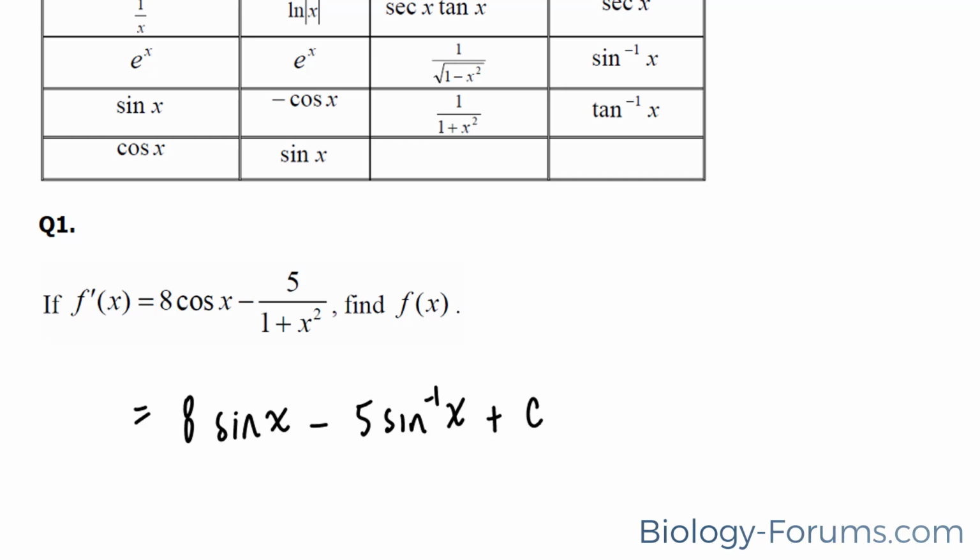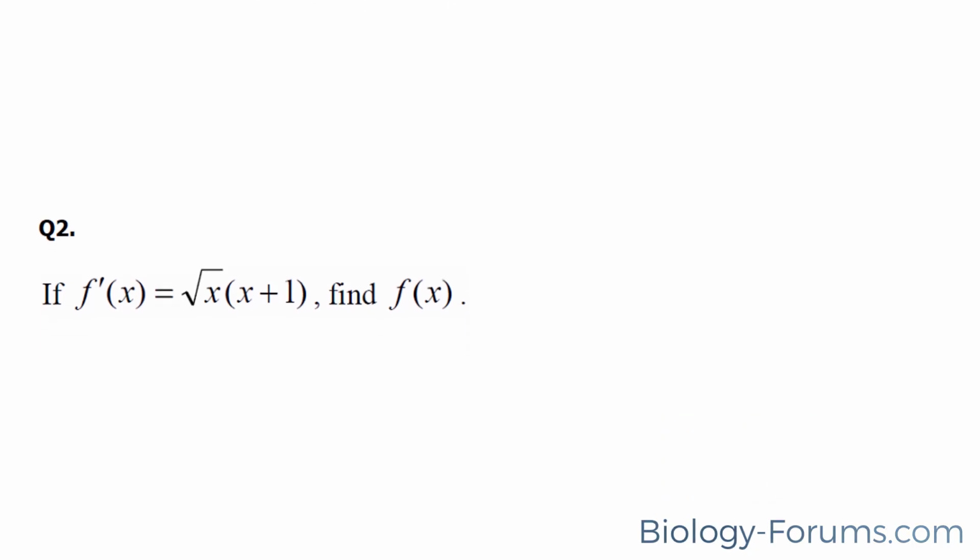Let's move on to question number 2. In this question, they're asking us to find f of x when f prime is equal to the square root of x times x plus 1. Now, in a situation like this, what you could do is expand. And if you expand, you end up with the following: the square root of x times x plus the square root of x.